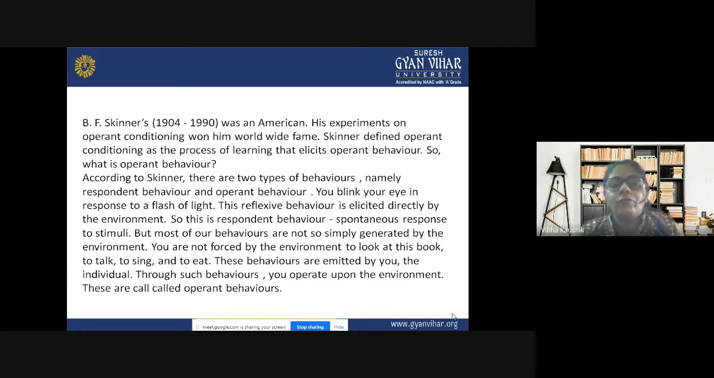You are not forced by the environment to look at this book, to talk, to sing, and to eat. These behaviors are emitted by you, the individual. Through such behaviors, you operate upon the environment. These are called operant behaviors.